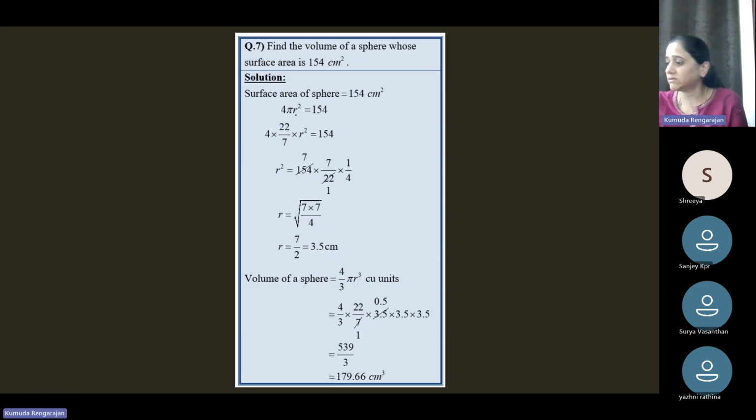4 pi r square. Yeah, ignore that. It's coming from you. You can change your phrase if you're not comfortable.